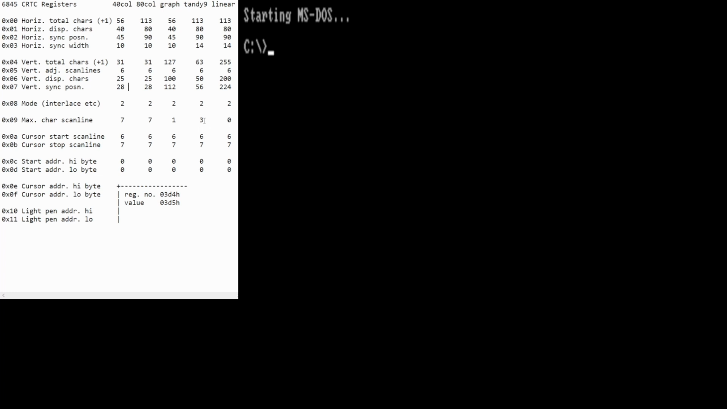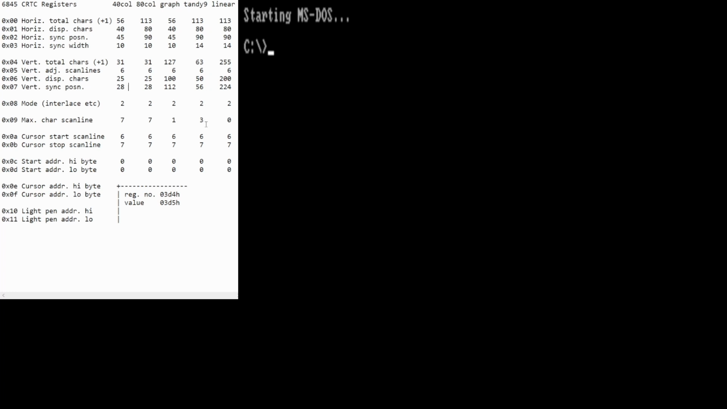But that means that we only need half as many character rows, and so the number of character rows in the active region is now 50 instead of 100, and of course the total number of character rows has gone down from 128 to 64, and likewise the vertical sync position gets halved as well. This is already in scan lines rather than character rows, so this value doesn't need to change. So that's how Tandy Mode 9 works.